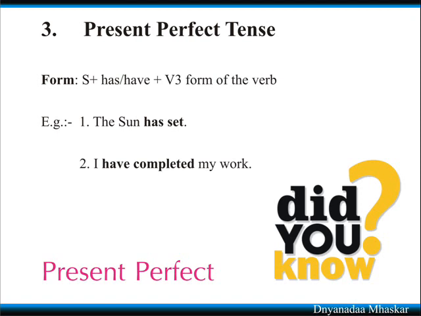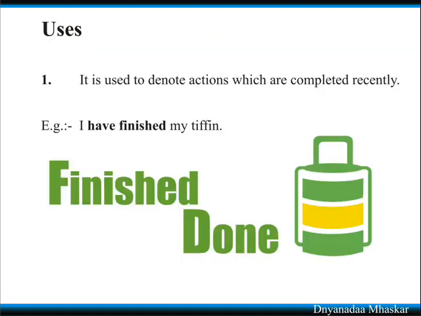Let us see the example. The sun has set. I have completed my work. So has set, have completed, these are the verbs and they are in present perfect tense. Let us now see the use of present perfect tense. The first one, it is used to denote actions which are completed recently.